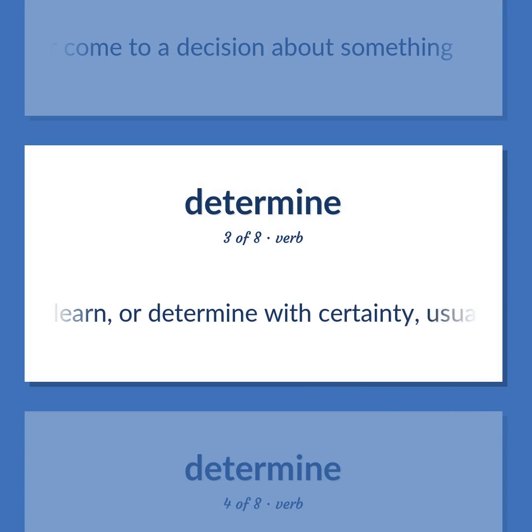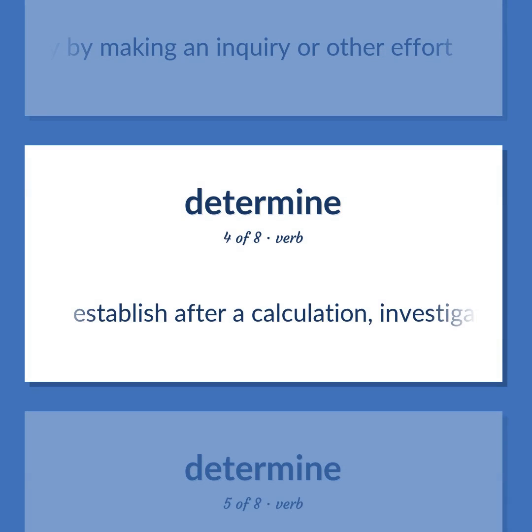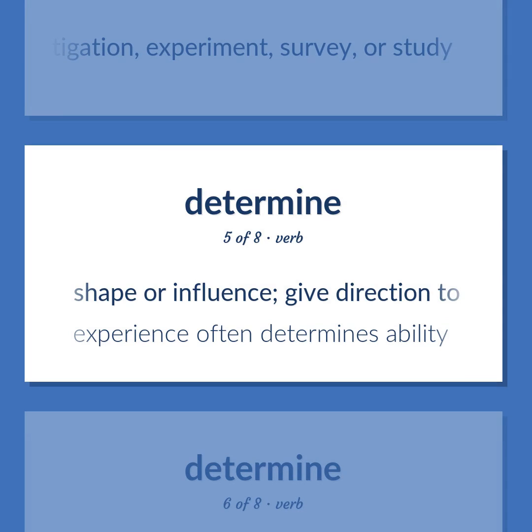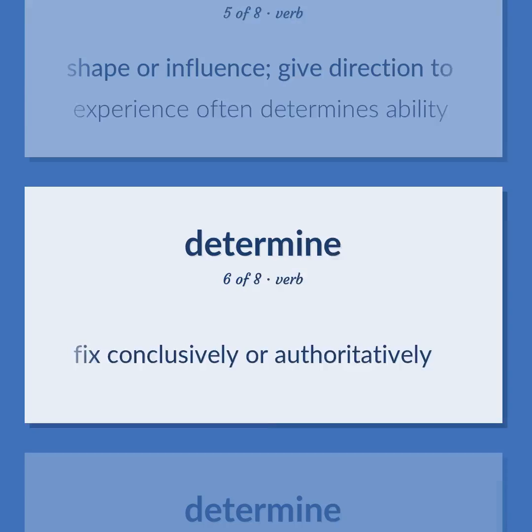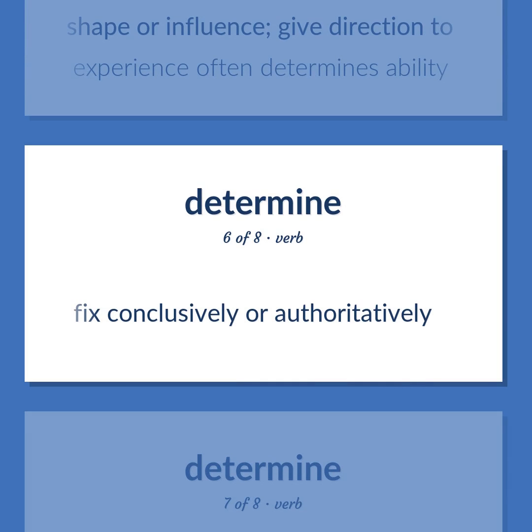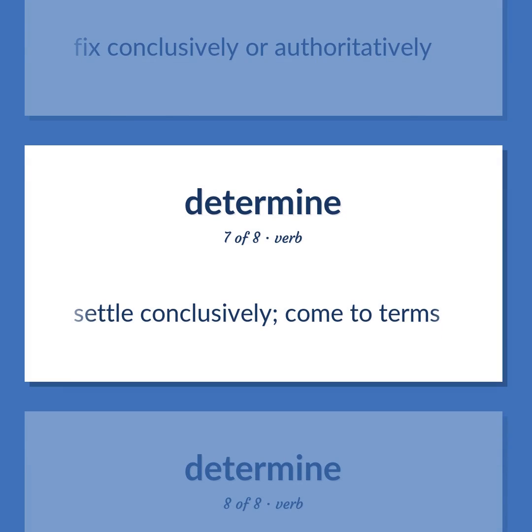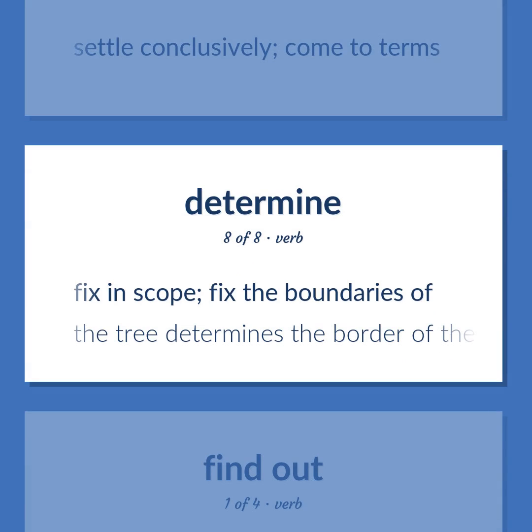Find out, learn, or determine with certainty, usually by making an inquiry or other effort. Establish after a calculation, investigation, experiment, survey, or study. Shape or influence. Give direction to. Experience often determines ability. Fix conclusively or authoritatively. Settle conclusively. Come to terms. Fix in scope. Fix the boundaries of. The tree determines the border of the property.